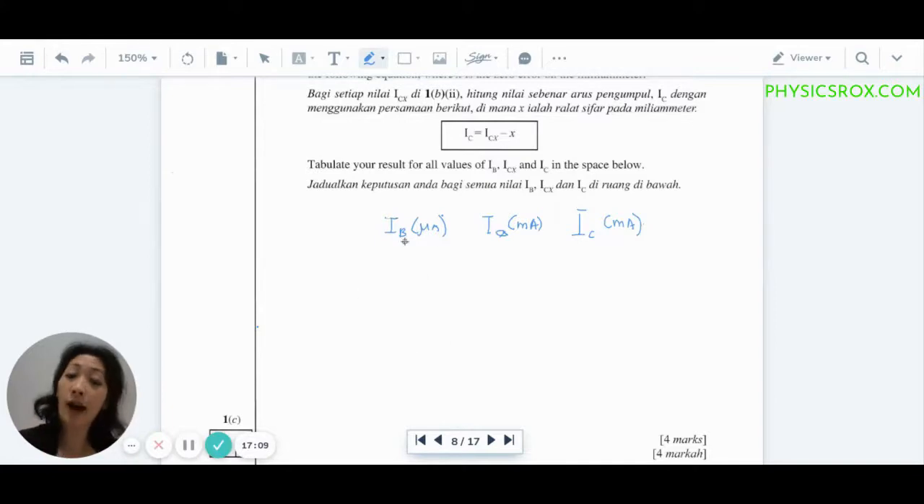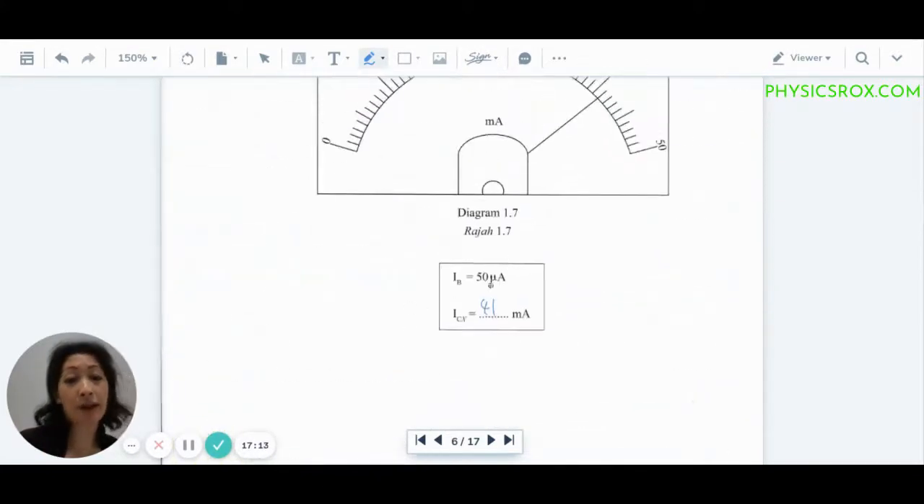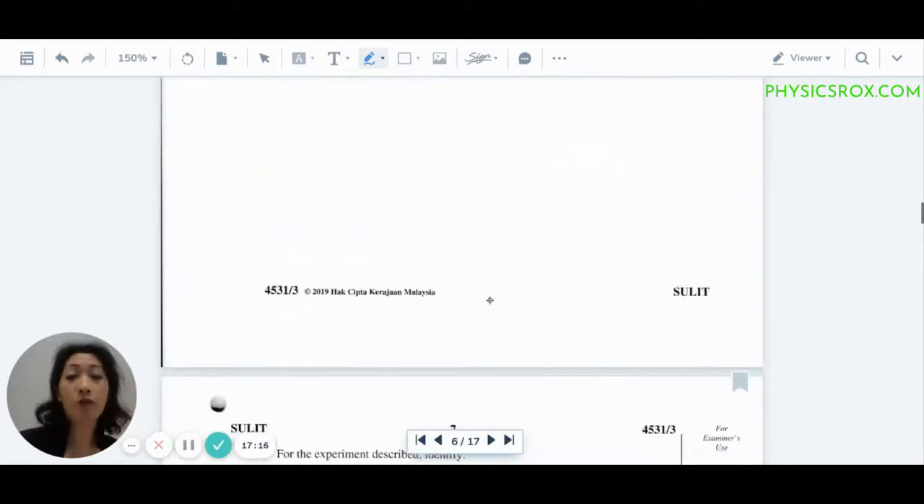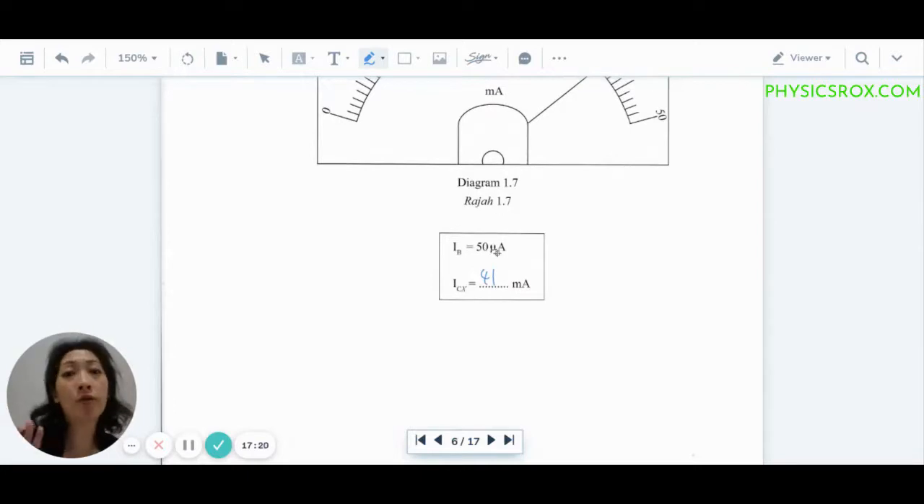When you record these values, please remember to follow the sensitivity of the instrument as per the diagram. Like for IB, you don't have to measure. It's given to you here, right? So you just write down what's given here. There's no decimal place. Don't write any decimal place.